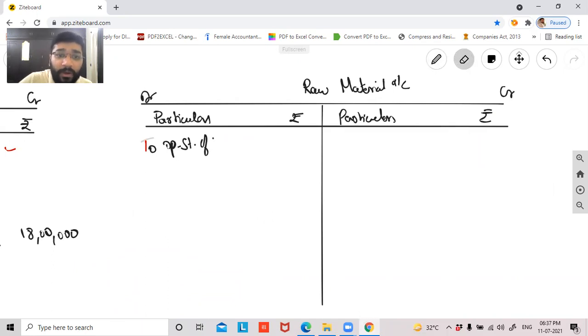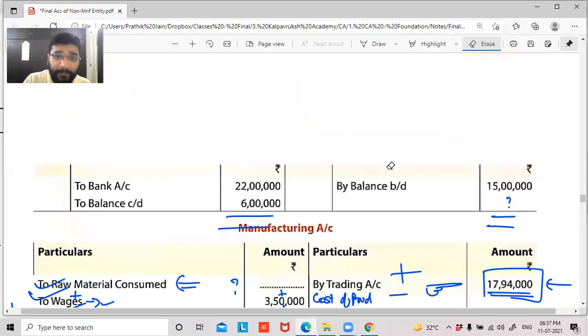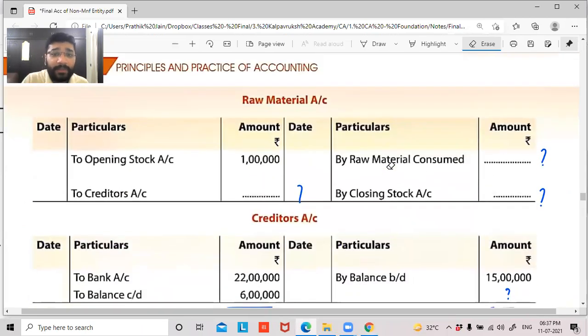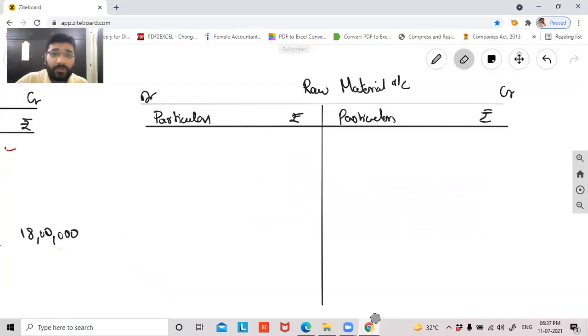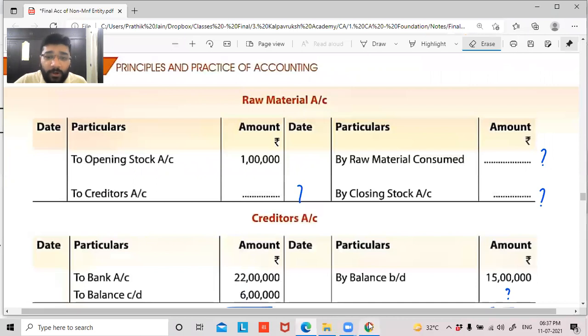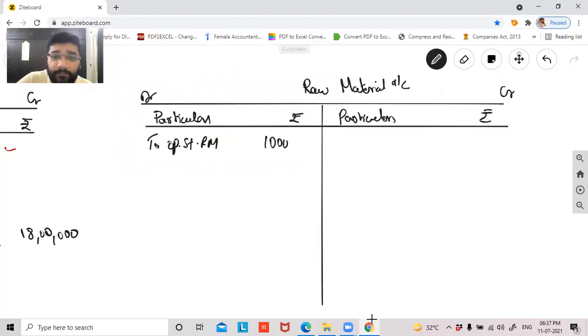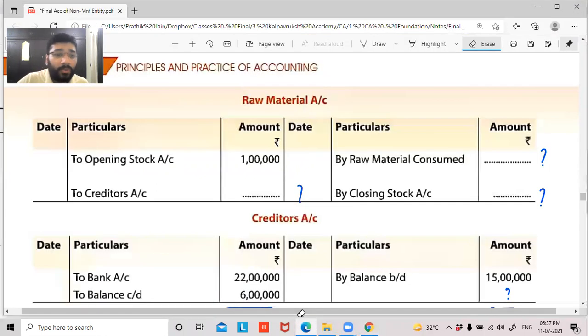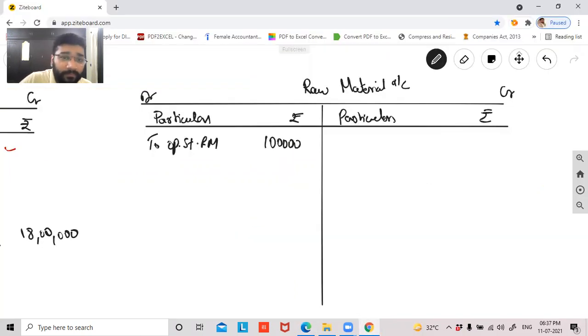One second, wait. What information have they given? Let's see first. If I talk about raw material, guys, yes, opening stock is given. So to opening stock of raw material is 1 lakh rupees. To creditors account.